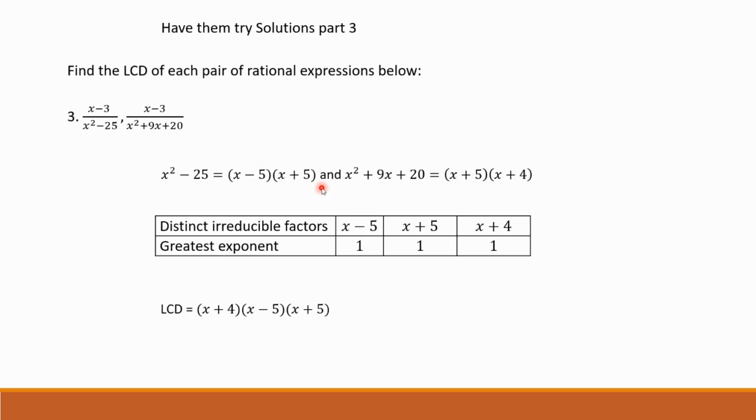All right. For this one, we want to, again, factor. We have x squared minus 25, right? Okay, so that's a difference of 2 squares, x minus 5 times x plus 5.